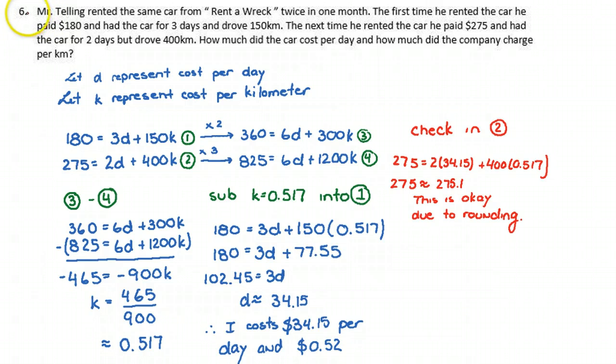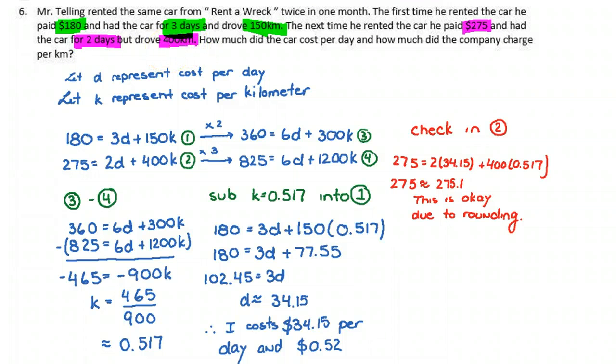So Mr. Telling rented the same car from Rent a Wreck twice in 1 month. The first time he rented the car, he paid $180. And again, let's just pause here for a second. When I do a question like this, get a highlighter. Paid $180 and had the car for 3 days and drove 150 kilometers. Those are all pretty important numbers. The next time he rented the car, he paid $275, had the car for 2 days, and drove 400 kilometers.